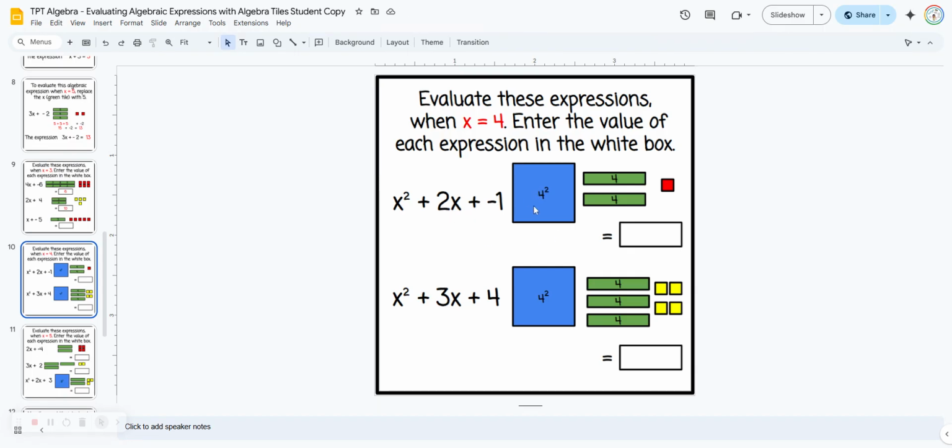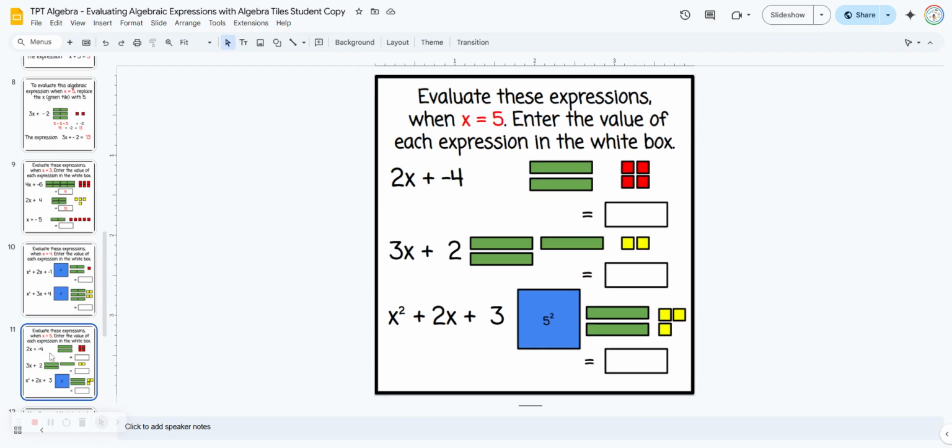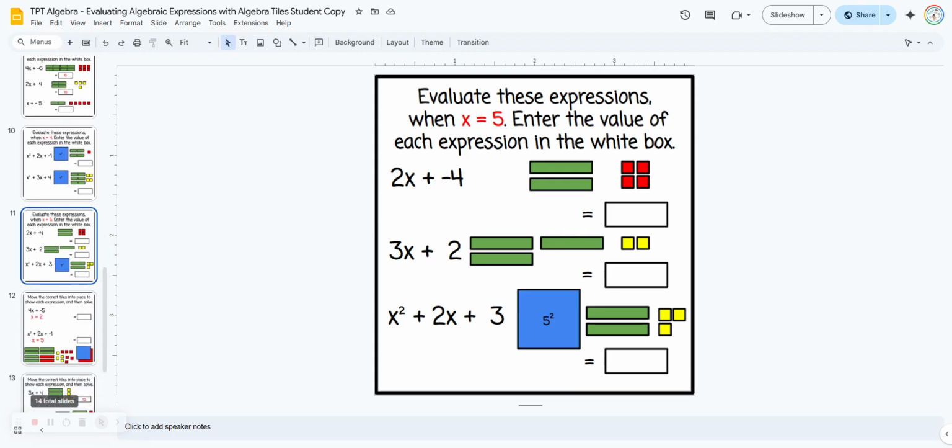Same thing on the next slide, except we have some x squared pieces when x equals 4. And then a few more on slide 11.